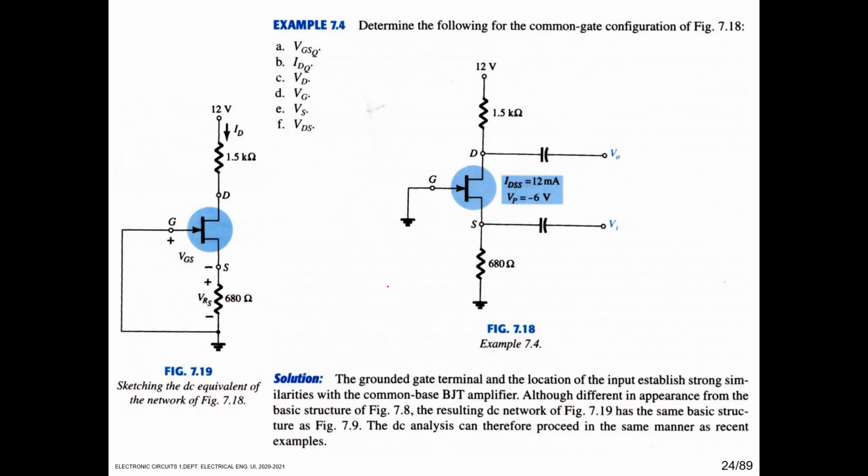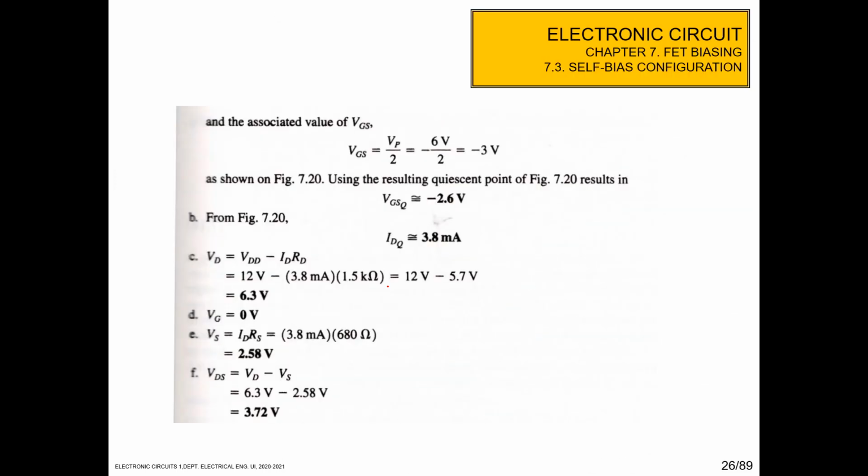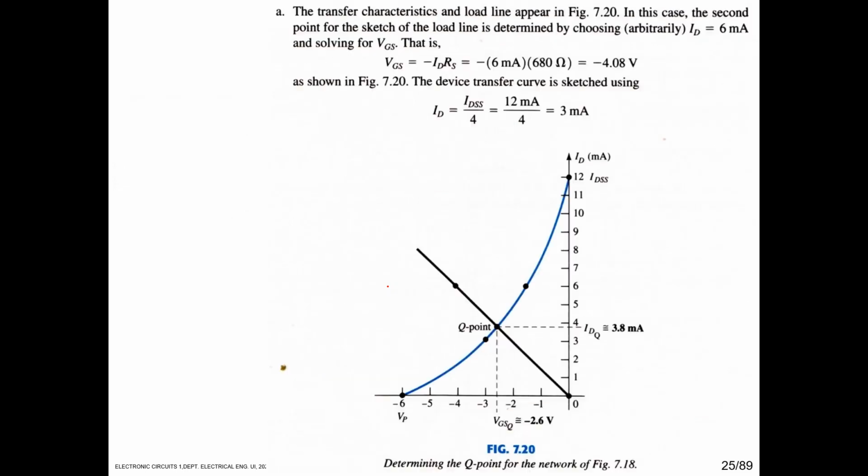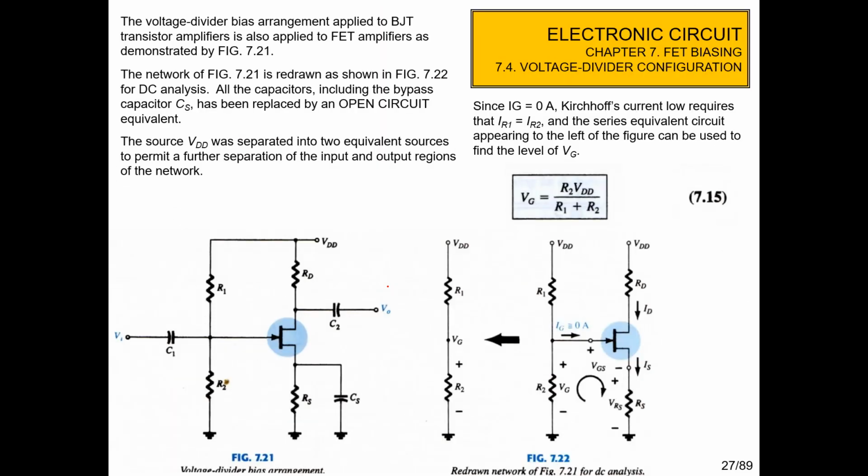Okay, so this is another example. You can find by yourself how to determine the following for the common gate configuration. It's similar with the previous problem.